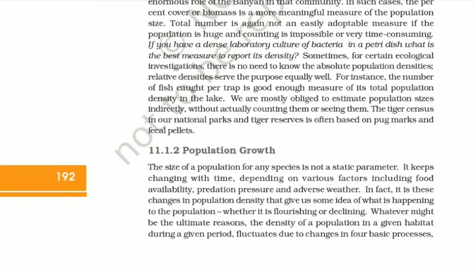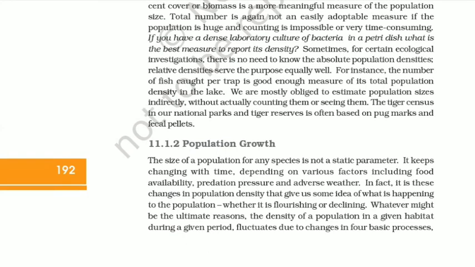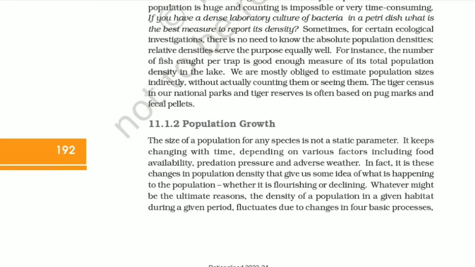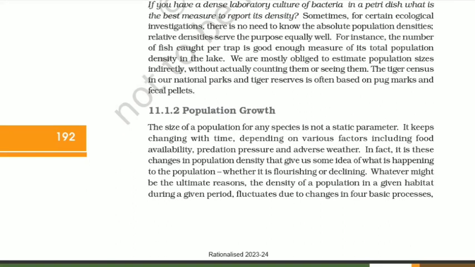Total number is again not an easily adoptable measure if the population is huge and counting is impossible or very time consuming. If you have a dense laboratory culture of bacteria in a petri dish, what is the best measure to report its density? Sometimes, for certain ecological investigations, there is no need to know the absolute population densities. Relative densities serve the purpose equally well.